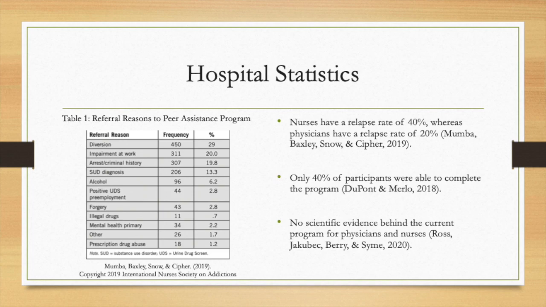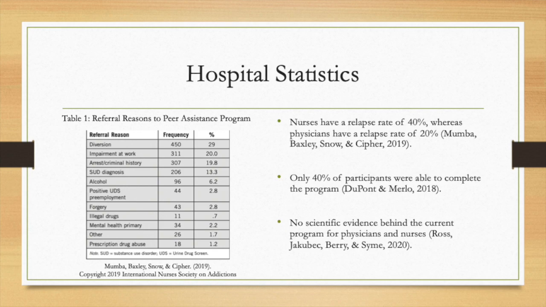For the sake of this presentation, we will use this table from a study done by Mumba, Baxley, Snow, and Cipher as the statistics of the hospital the EAP is employed by. In addition, statistics of the overall healthcare professional population from various studies will be used as hospital statistics as well. Table 1 shows us a list of reasons why healthcare professionals were referred to peer assistance programs, with multiple categories pertaining to illegal substance use.